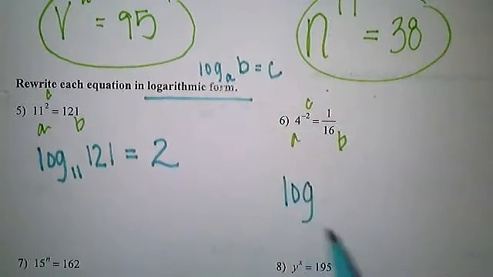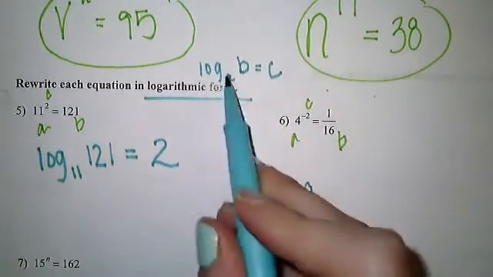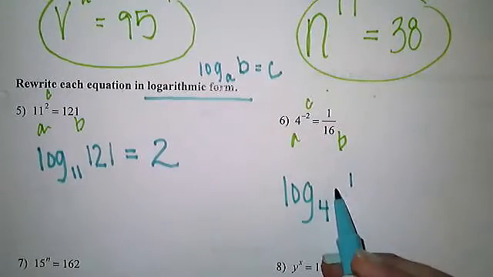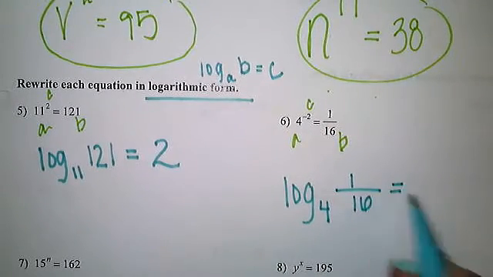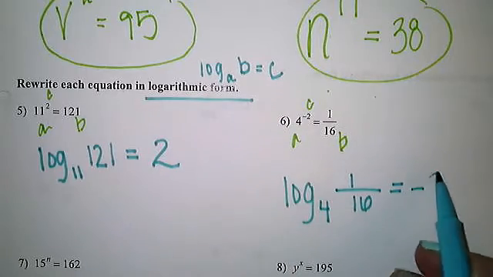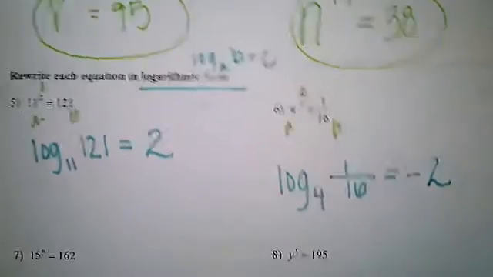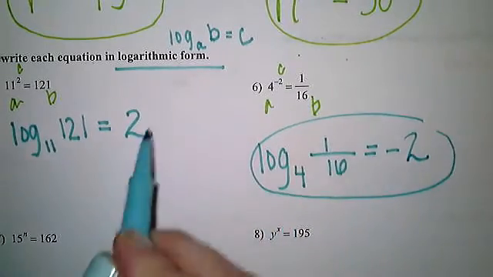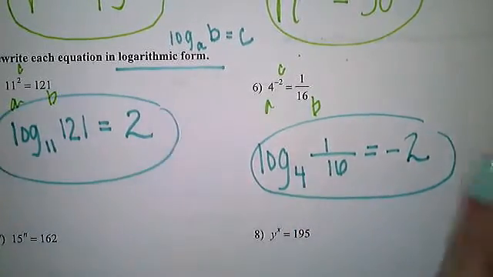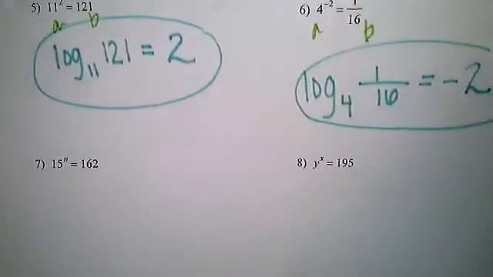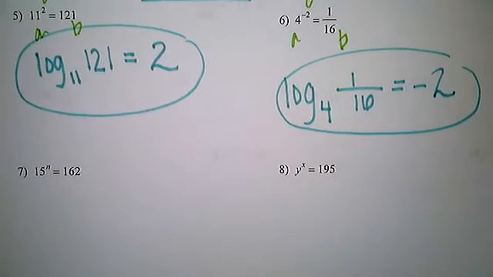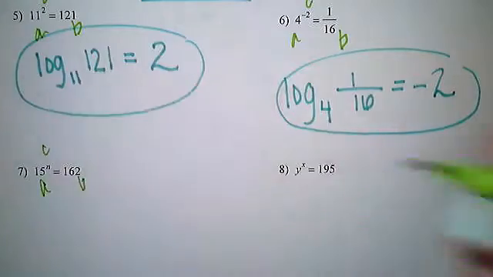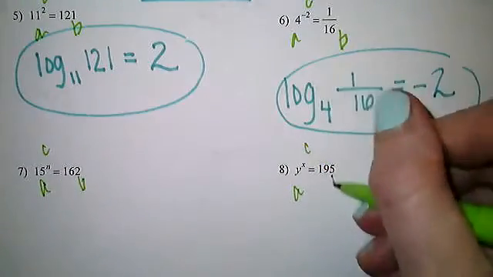So here we have log. A is still 4, but it's tinier. B is a fraction, 1/16. And C, last but not least, becomes big after the equal sign. Simply rewriting and not solving. We'll go with our A, C, B. Go ahead and label those.